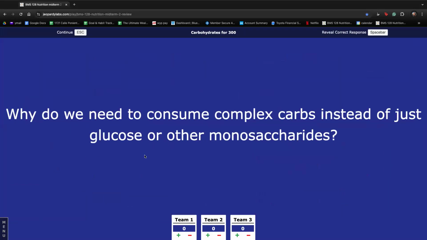Why do we need to consume complex carbs instead of just glucose or other monosaccharides? Wouldn't it be easier to just eat glucose, get that energy when you need it, straight to your bloodstream, like just eat that candy? Why do we need more than that? Like, why do we have to eat beans? Why do we have to eat grains?